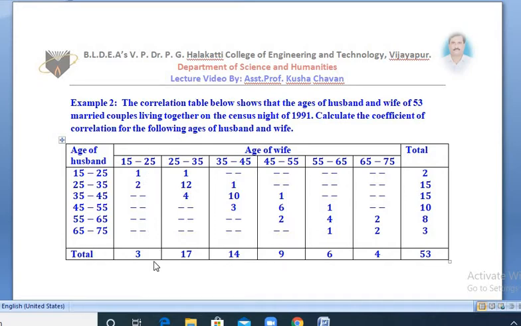2, their sum is 3, and similarly 1, 12, 4 their sum is 17, and then 1, 10, 3 their sum is 14. Similarly 1 plus 6 plus 2 that is 9, and 1 plus 4 plus 1 is 6. Lastly 2 plus 2 is 4. This is the frequency distributed over the class intervals. Sum of all these values is 53. Adding horizontally their sum is 53 and adding vertically their sum is also 53.